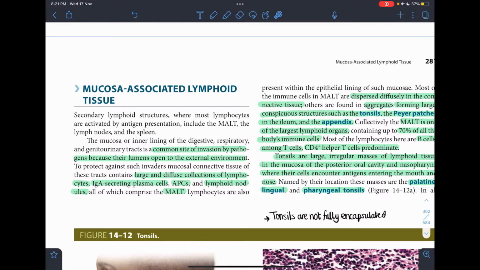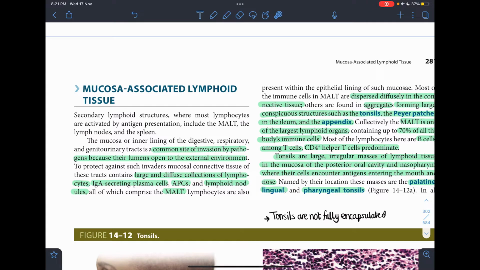So, for example, pathogens can enter the digestive tract through the food that we ingest, respiratory through the air that we inhale, genitourinary through sexual intercourse, for example. And they can enter easily because they are entrance sites since their lumens are open to the external environment.